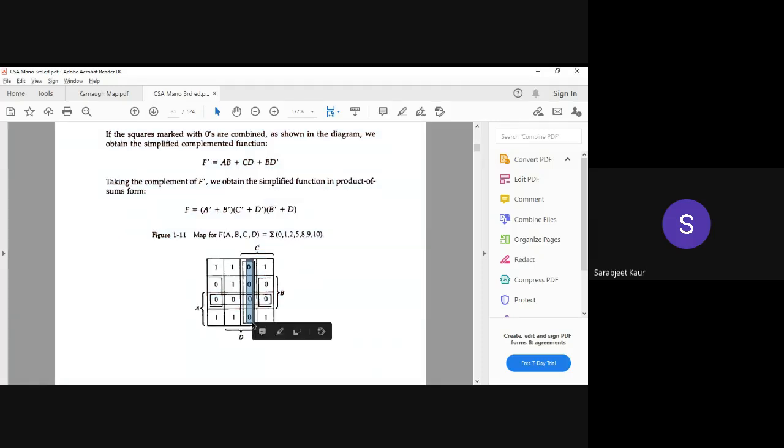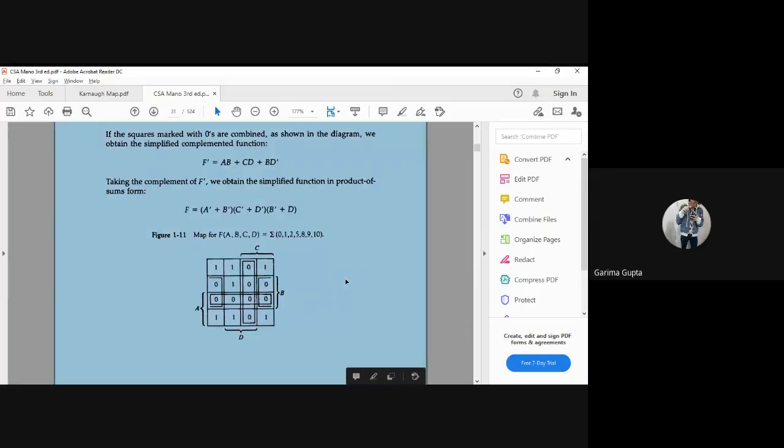Yes or no? Right. This is another quad which is possible. And then please see, these two zeros grouped with these two zeros can again form another quad. So we should have three terms actually, each corresponding to these three quads. Yes or no?